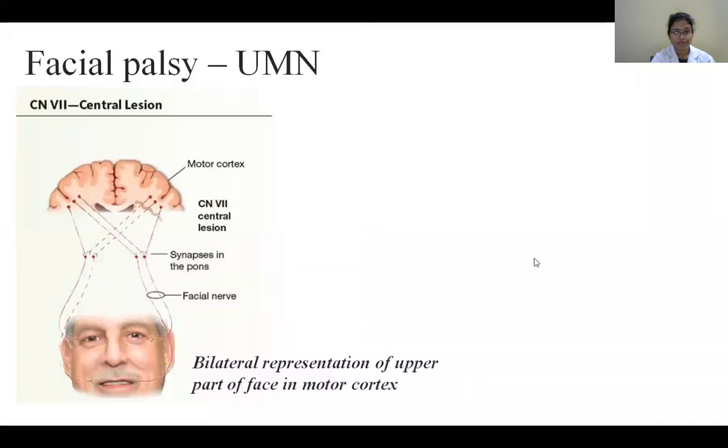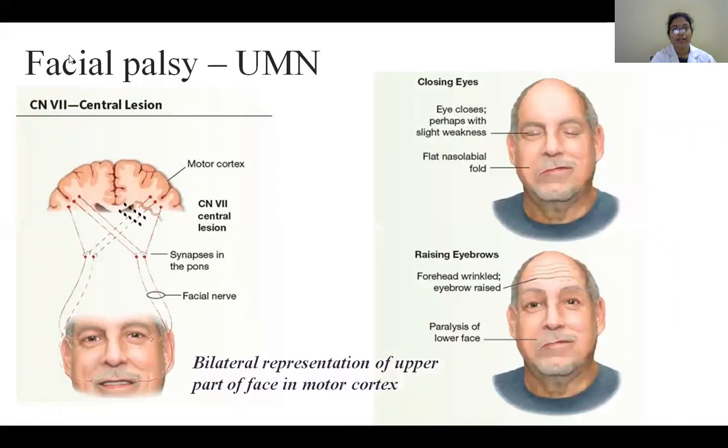Okay. So there is one thing to remember with the facial nerve: there is bilateral representation of the upper part of the face in the motor cortex. Means from here, each cortex supplies both facial nuclei. So when there is upper motor neuron lesion, for example this side is affected, what is going to happen?